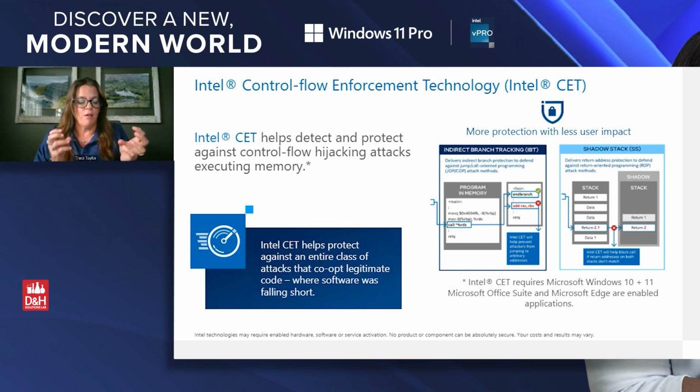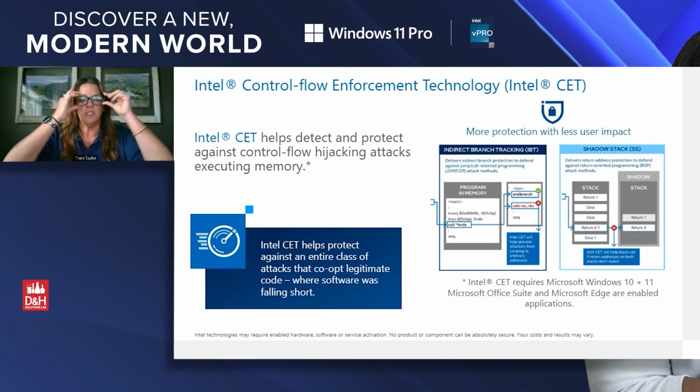So at Intel, we detect two different types of these attacks called indirect branch tracking and shadow stack. So we not only proactively monitor, but we also prevent them from running or remediate them in the event that it does run. So you can see here that CET is on Windows 10, Windows 11, but it's also leveraged by Microsoft Office and Windows Edge applications. So again, this is hardware-enabled security that's being leveraged by the different applications and operating systems. So something that you're going to get on any Intel vPro system.